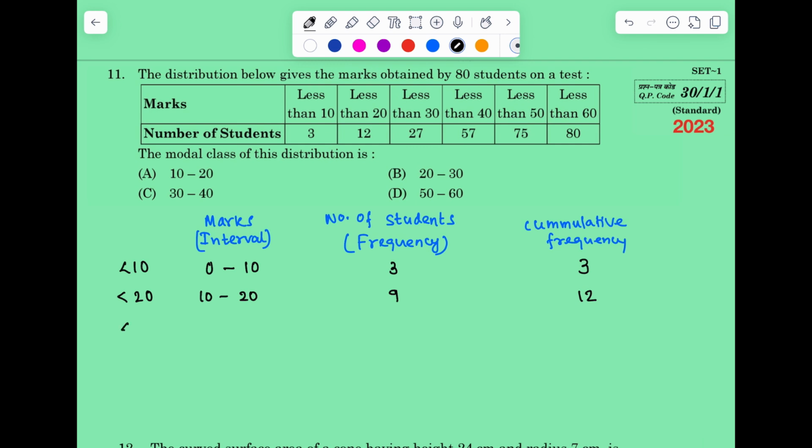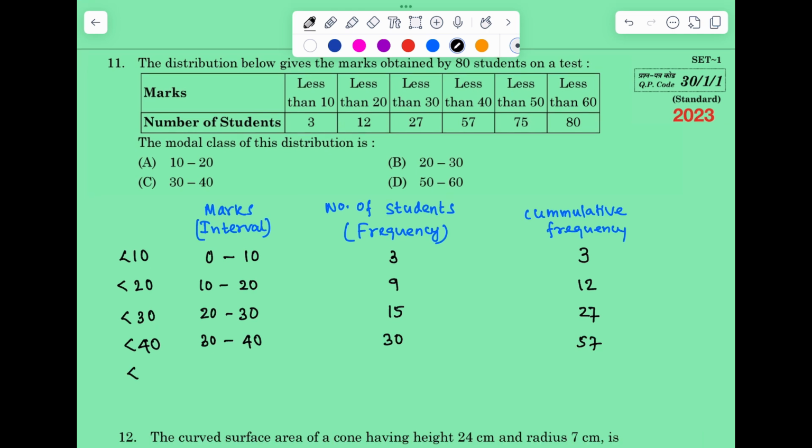Similarly, for less than 30, we will add 20 to 30, where cumulative frequency is equal to 27. So frequency will be equal to 15. Similarly, for less than 40, it is 30 to 40, and here cumulative frequency is equal to 57. So frequency will be equal to 30. Less than 50, that means class interval is 40 to 50, and here it is equal to 75. So it will be equal to 18.